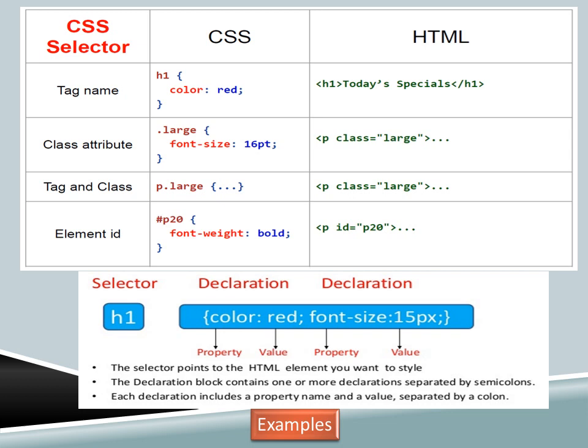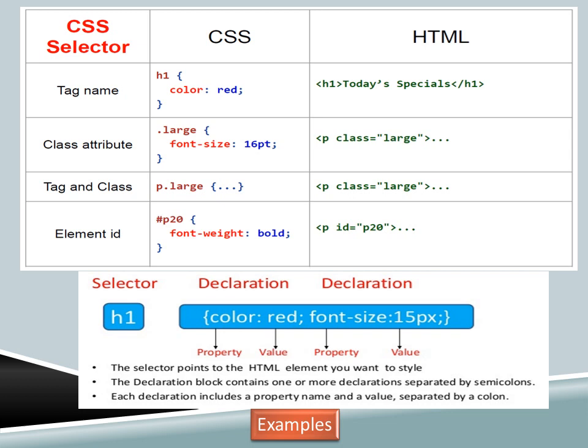In case you want to use class equal to large in many tags, like in a paragraph tag and in an h1 tag, and you want to set some properties for a particular tag, then you will use the tag name with a dot and then the class name which you have defined for that particular tag.